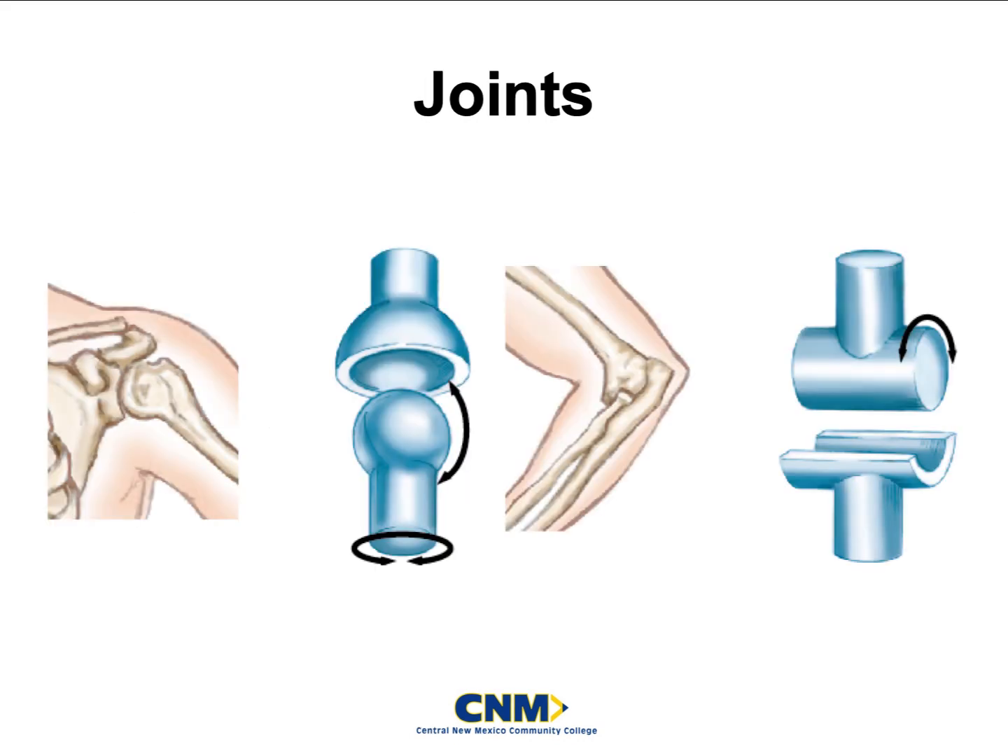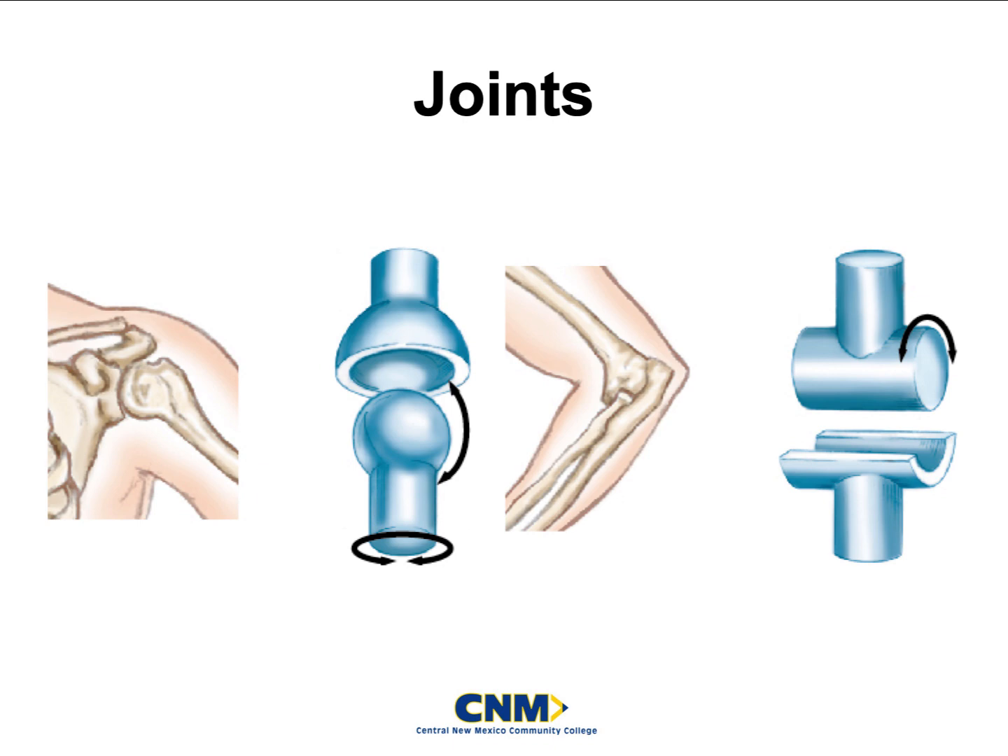Okay, so joints are basically wherever bones come into contact with one another. A joint consists of the ends of the bones and the connecting and supporting tissues that hold those bones in place, right? It's got a whole bunch of tendons. It's got a whole bunch of ligaments in order to keep the bone structure from slipping past each other.